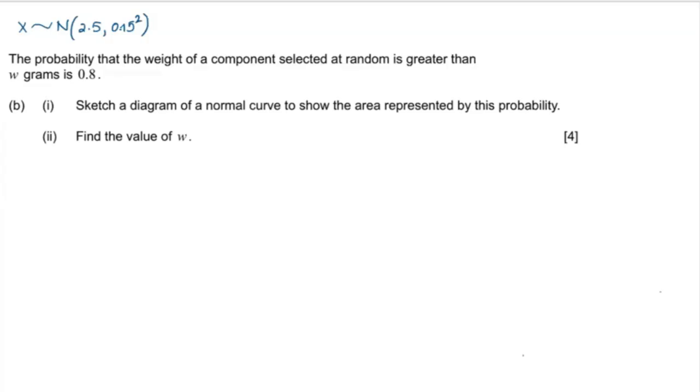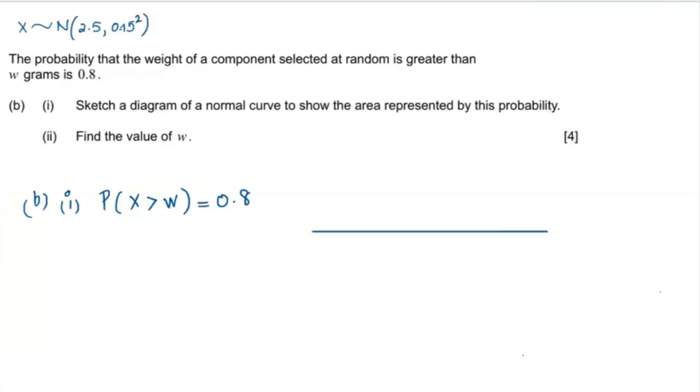The probability that the weight of a component selected at random is greater than W grams is 0.8. B1, show a diagram of a normal curve to show the area represented by this probability. So B1, we need to show what's going on. Remember that probability X greater than W equals 0.8. First of all, it represents an inverse normal situation. What's an inverse normal situation? When you have the probability, but you do not know what is the weight or what is that value which you're trying to get. So how do you sketch it?